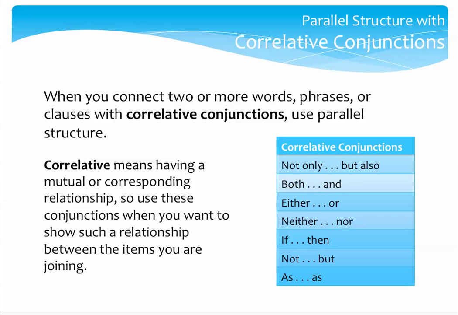One of the most common ones is not only but also. You could also use both and, either or, neither nor, if then, not but, as. Correlative conjunctions really help with the rhythm of a sentence and for emphasis when you use them properly. As with anything, you don't want to overuse them, but you really want to think about how using these conjunctions can bring balance, not only bring balance to your sentence, but also allow you to emphasize something by the way that you're writing the sentence.